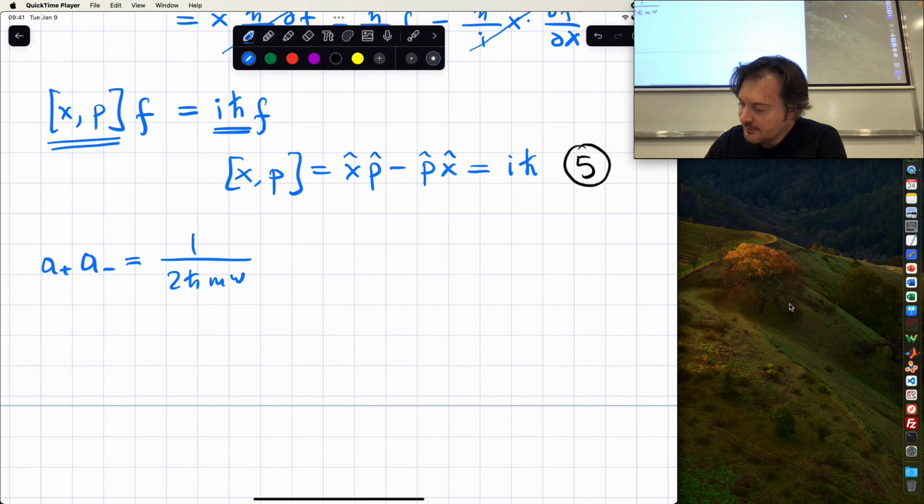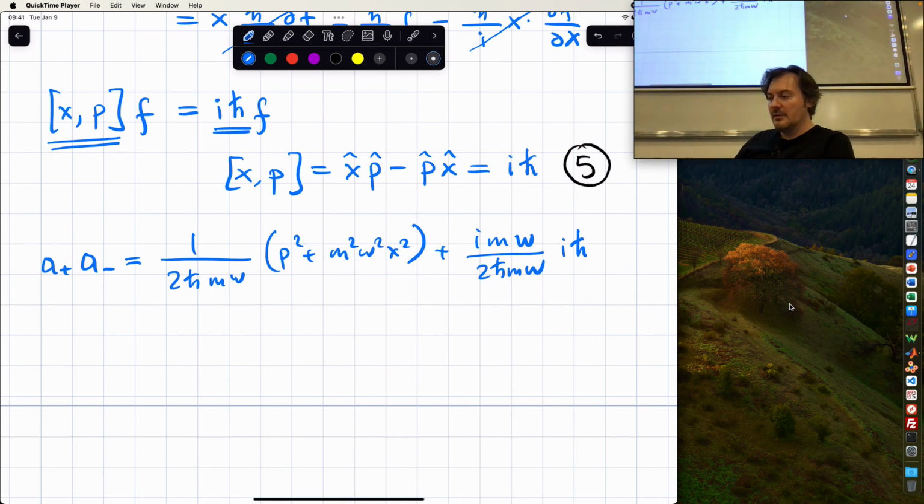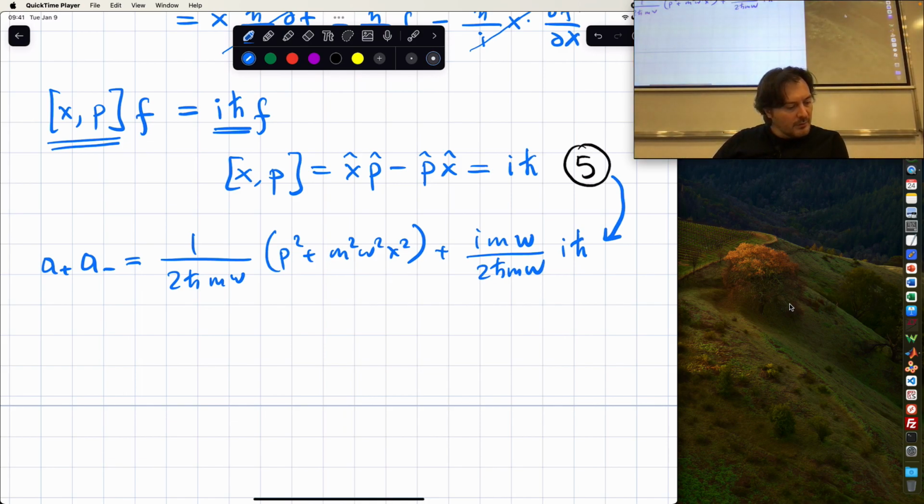m omega p squared plus m squared omega squared x squared plus i m omega over 2 h bar m omega. I don't know why I didn't do the cancellations, but anyways. So now I have plugged in this i h bar, right? So I've actually used it here. So what do I get?